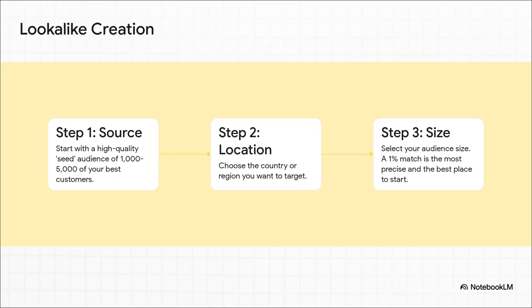You have to start with a quality source list because, garbage in, garbage out. Facebook suggests a list between 1,000 and 5,000 people to give its AI a strong pattern to work with. Then you just pick your country and you pick the size. A 1% lookalike represents the top 1% of people in that country who are most similar to your source list. It is the most precise option and usually the best place to start.